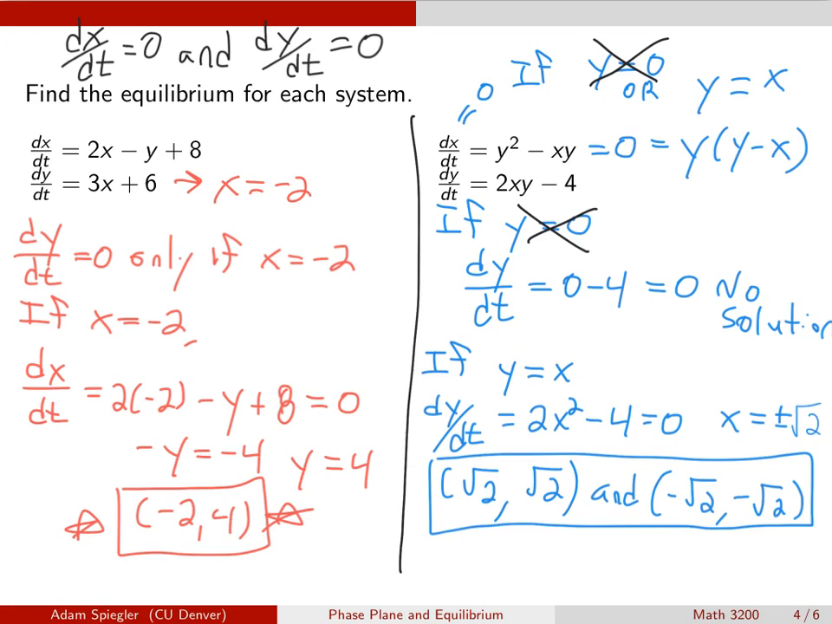So in this example, we have two equilibria, one at (square root of 2, square root of 2), and one at (minus square root of 2, minus square root of 2). One last thing to mention before we move on to some other examples is that there are many ways that you could have chosen to solve these systems of equations. For example, for the system over here, you could have solved for x, y, and then plugged that into the second equation, and you would have gotten the same results.